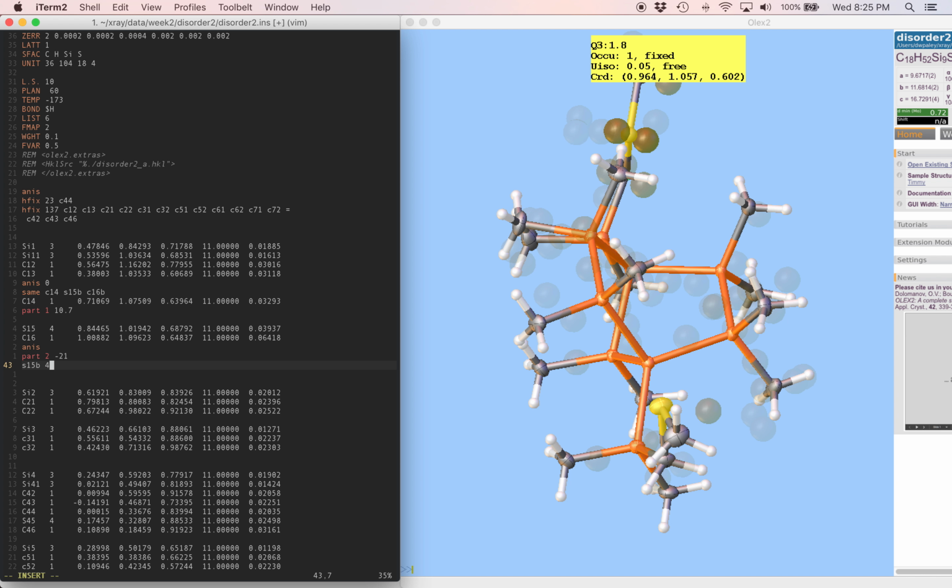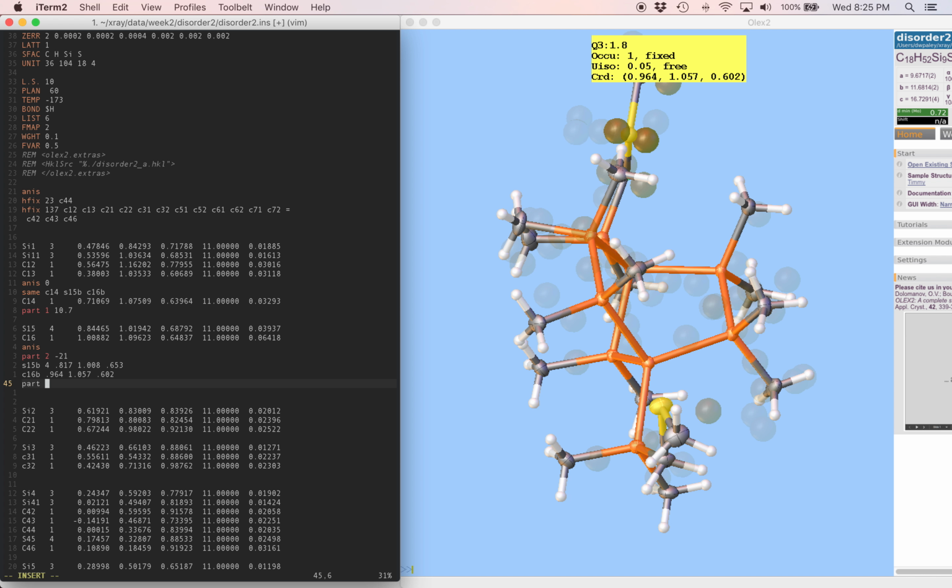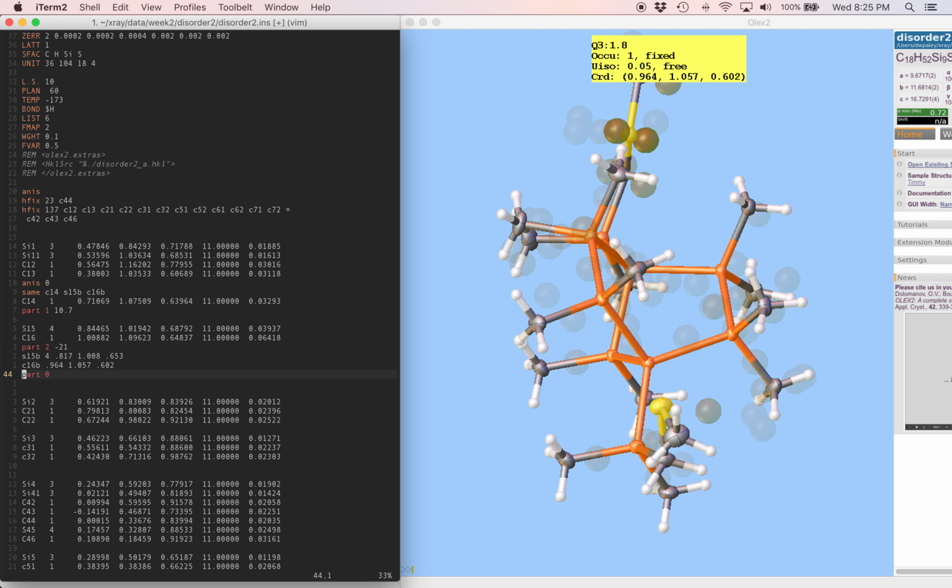S15B, sulfur is atom type 4, and the coordinates are over here. 0.817, 1.008, 0.653. C16B, got the coordinates here. Now part 0. And this NICE instruction, I'm going to shift it down.